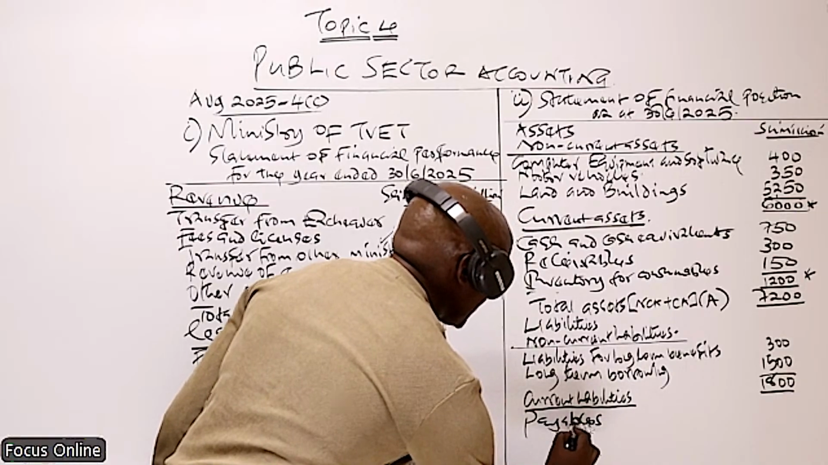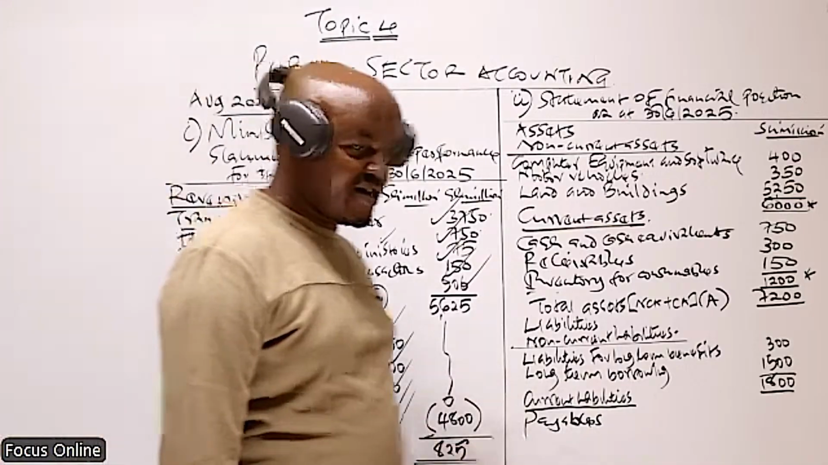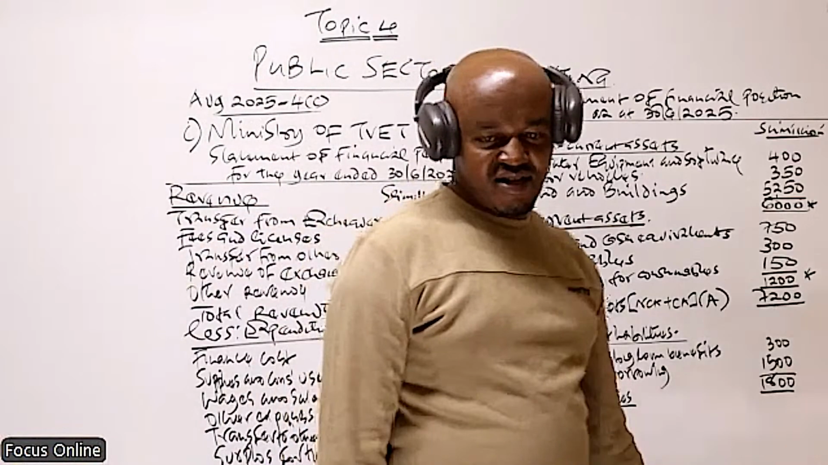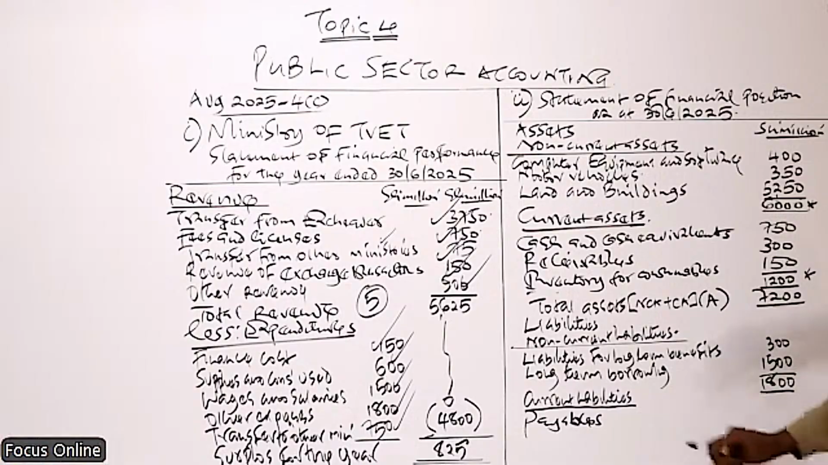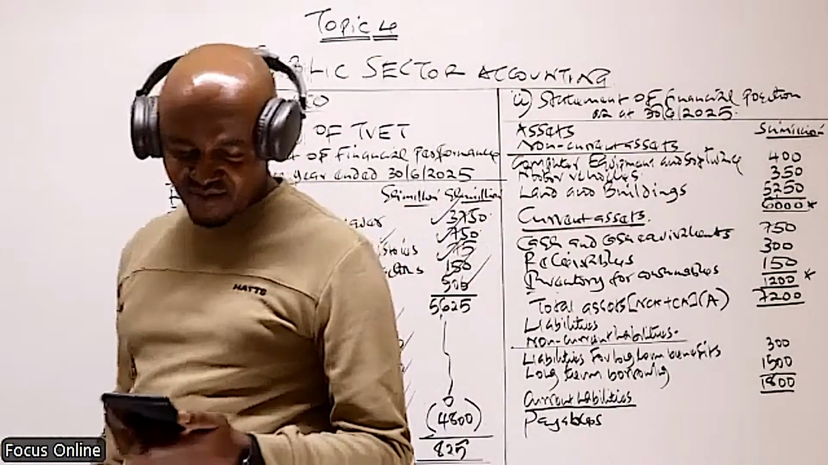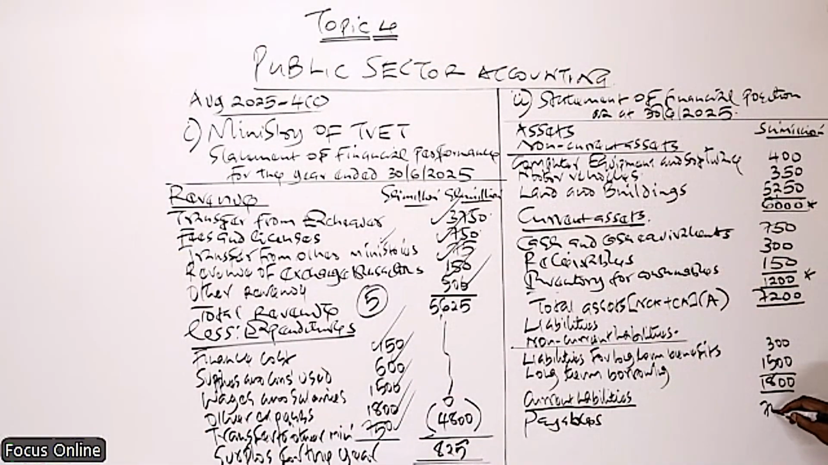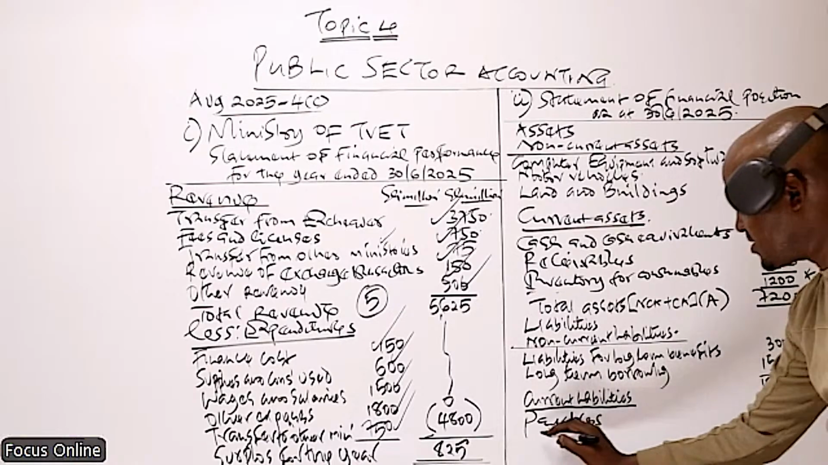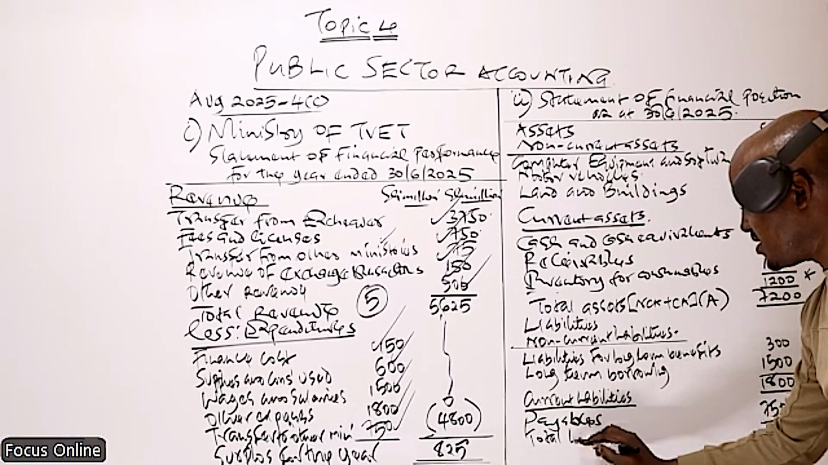Who can see the amount for payables? Kezia, remember you said that this one is a liability, not an expenditure. How much is that amount? Yes, I'm told by Kezia, this one will be 750. Because we only have one, we don't need to get the total current liabilities. We can proceed and get the total liabilities.